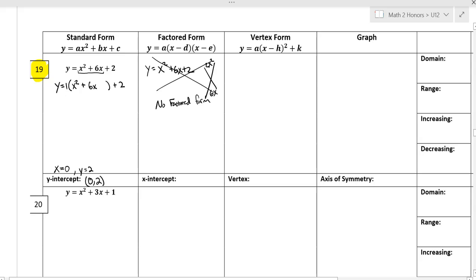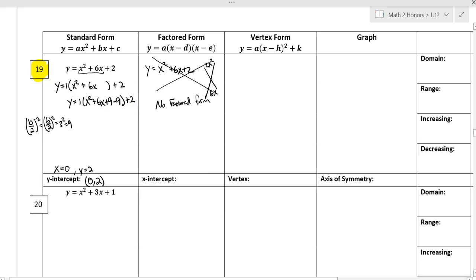And then I'm going to take b, which is my number in front of x, and I'm going to find out what b over 2 squared is. So in this case, 6 over 2 squared is 3 squared, which is 9. And I'm going to add and subtract 9 inside of the parentheses. So I'm going to rewrite it like this. 1 times x squared plus 6x plus 9 minus 9, plus 2.